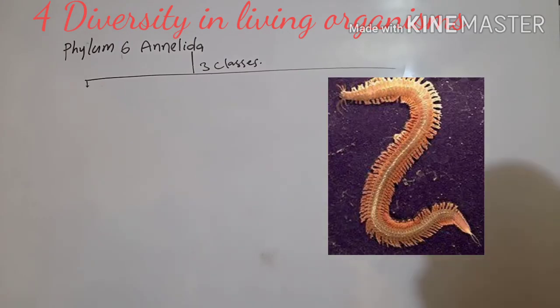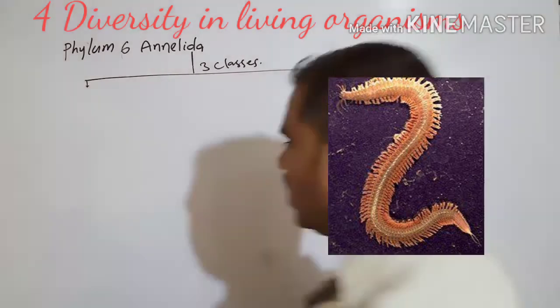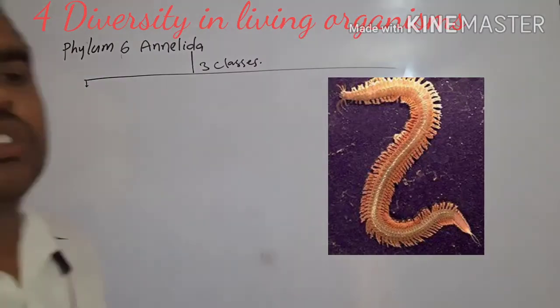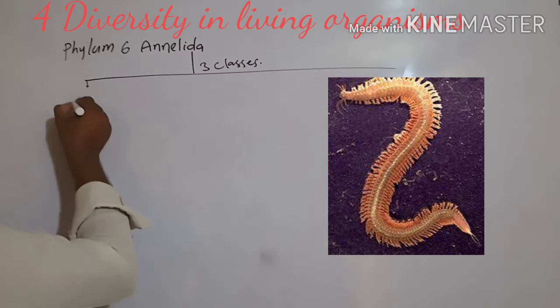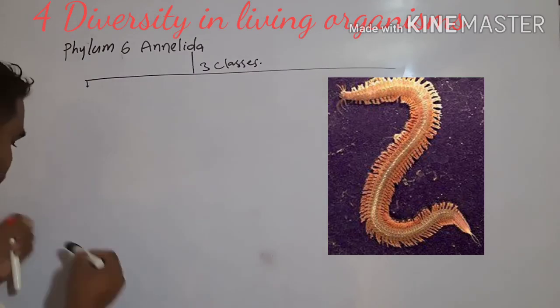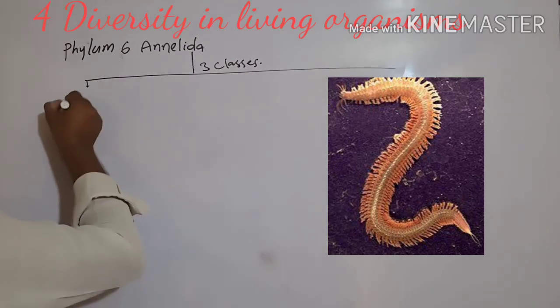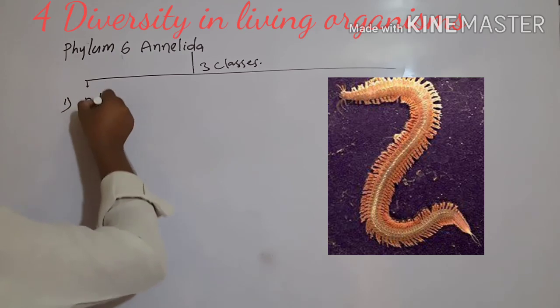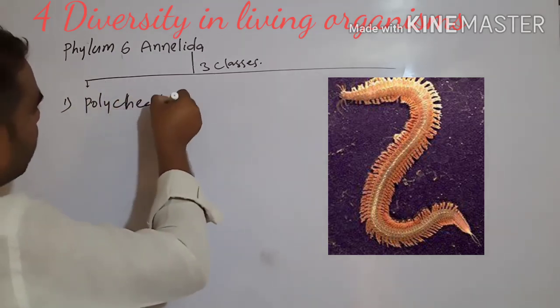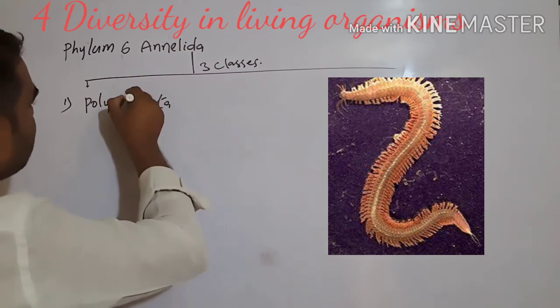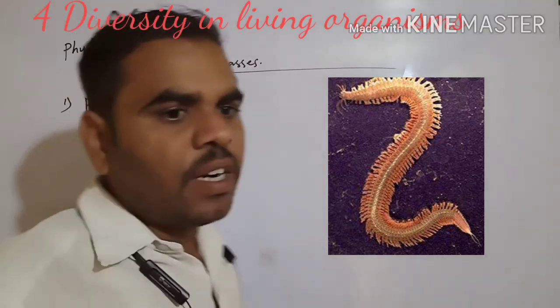Next, we have to see that Annelida includes three classes. The first one, class 1, is Polychaeta.